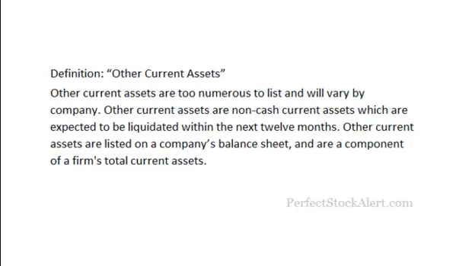Other current assets are too numerous to list and will vary by company. Other current assets are non-cash current assets which are expected to be liquidated within the next 12 months. Other current assets are listed on a company's balance sheet and are a component of a firm's total current assets. Now let's look at an example.